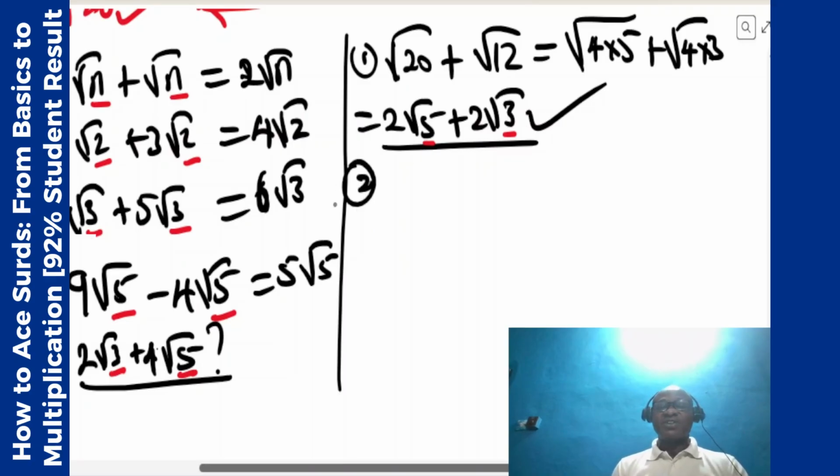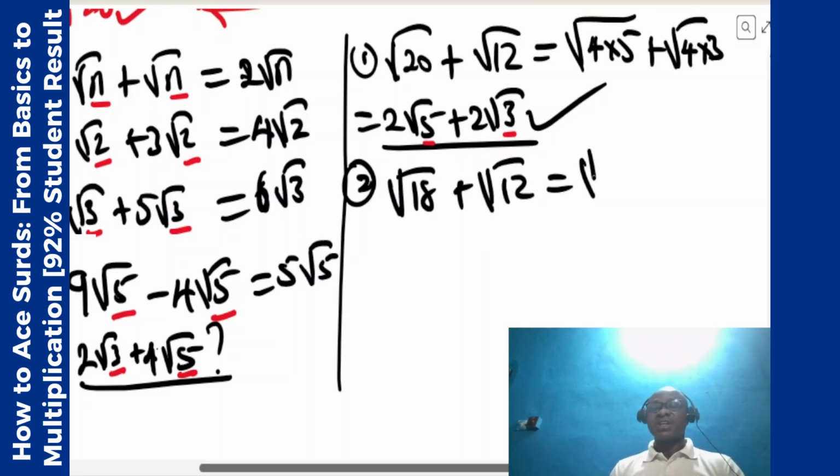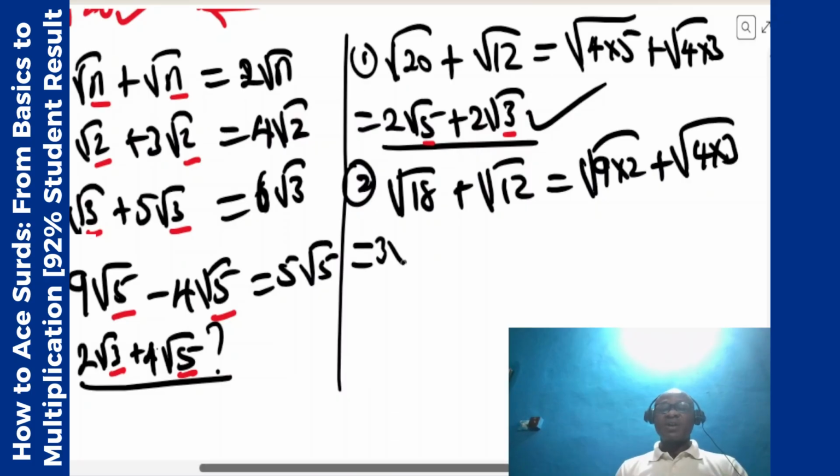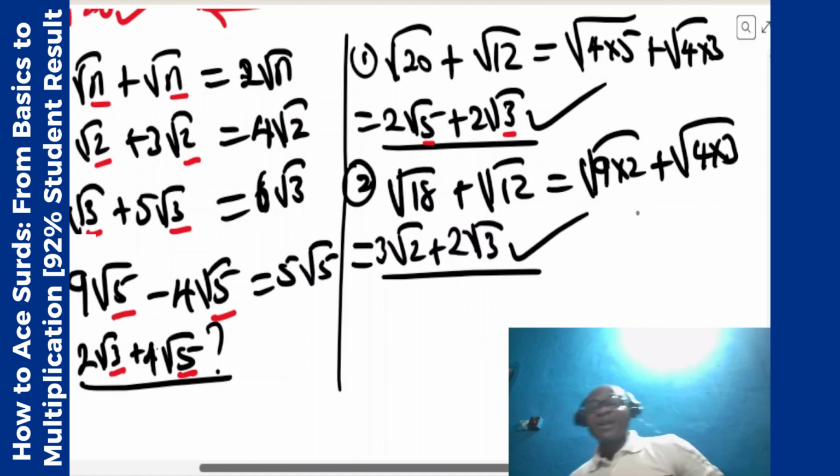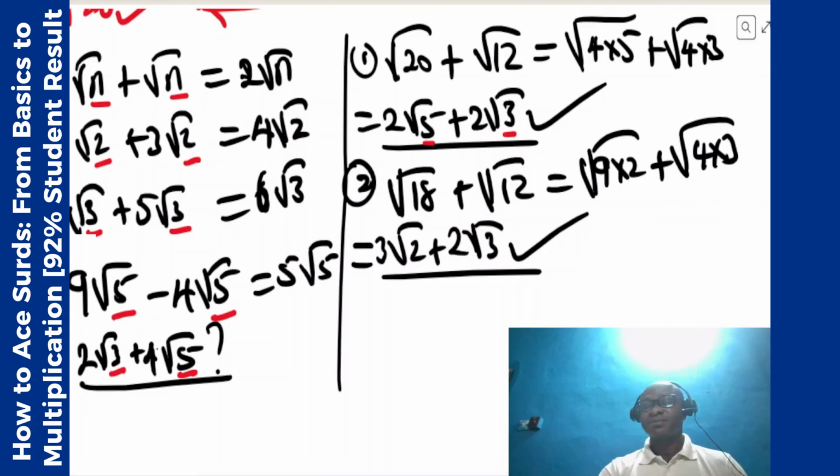Let's say I have question number 2 here, and I say simplify the square root of 18 plus the square root of 12. This is the same thing as saying square root of 18 is 9 multiplied by 2, and square root of 12 is 4 multiplied by 3. So if you work on this, you are going to get 3 root 2 plus 2 root 3. And this is your answer, okay? You cannot add them because the irrational parts are not the same. Is it okay? Yes, sir.